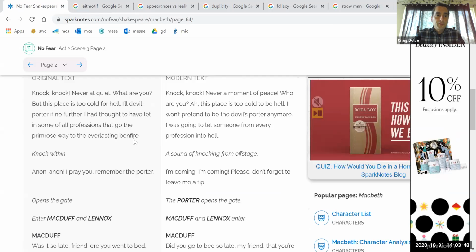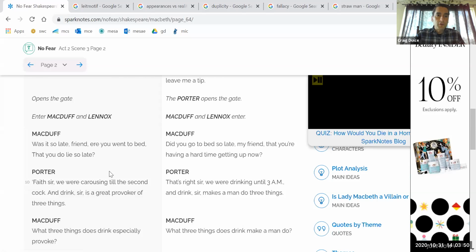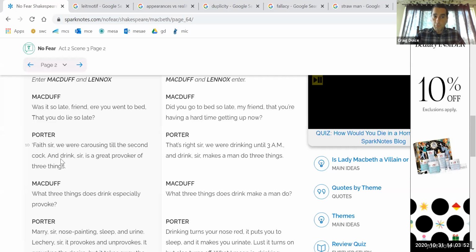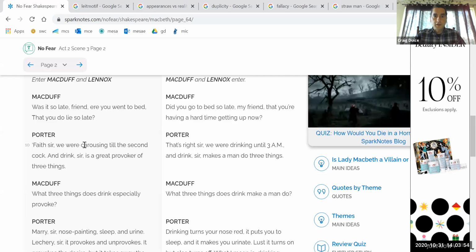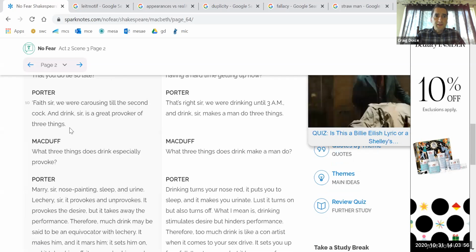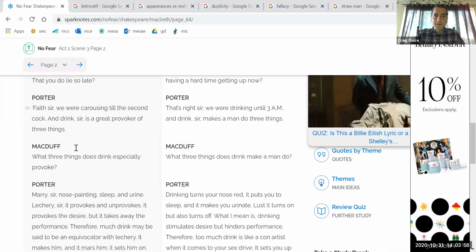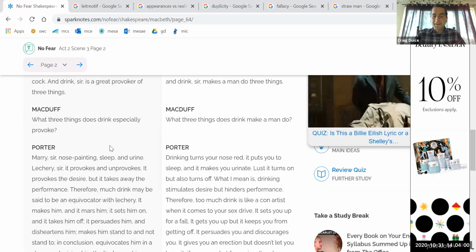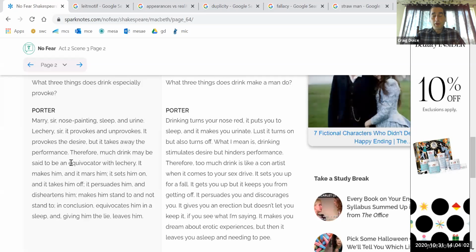So he answers the door, and now Macduff says, "What were you doing?" And he says, "We were carousing until morning." Carousing means drinking with your friends. And he says, "And drink is a provoker of three things." And you can read the three things that he mentions. And boy, oh boy, is it still true today.